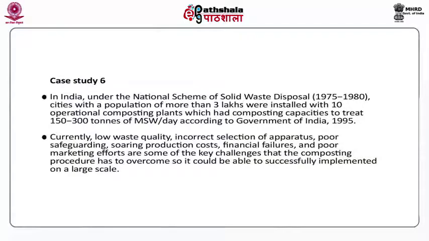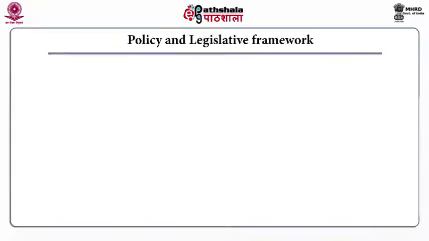Currently, low waste quality, incorrect selection of apparatus, poor safeguarding, soaring production cost, financial failures and poor marketing efforts are some of the key challenges that the composting procedure has to overcome, so it could be able to successfully implement on large scale. Now, we will study policy and legislative frameworks in India.